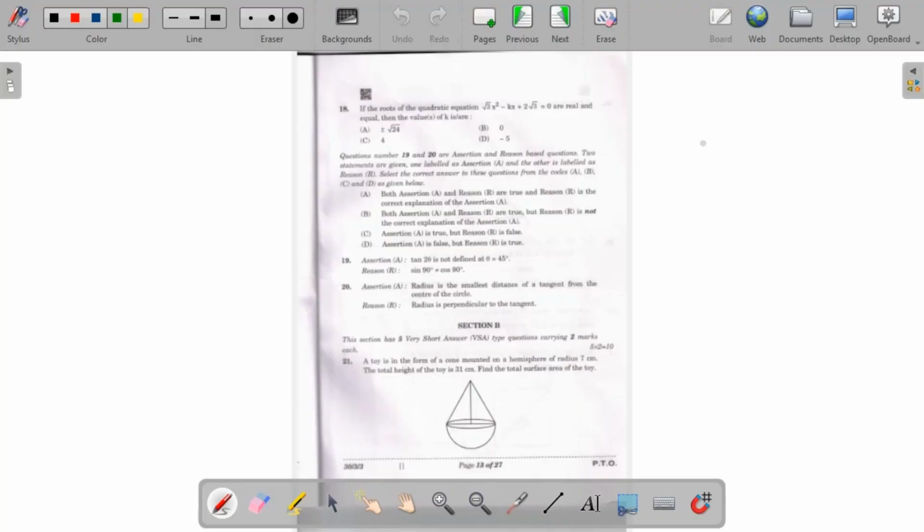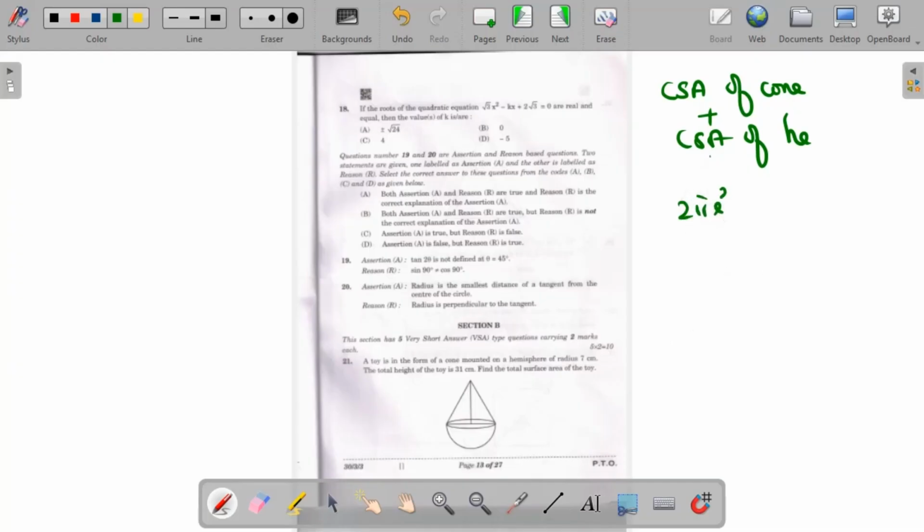So the total surface area of the toy is going to be the CSA of the cone plus the CSA of the hemisphere. So that will make up the total surface area. Now the CSA of the hemisphere is the easy part. So let's directly apply the formula here.